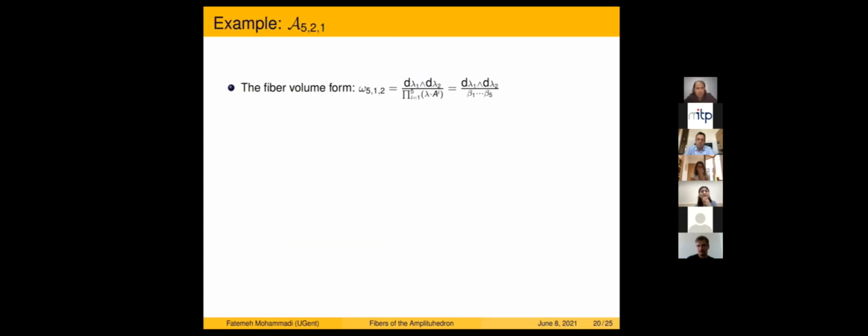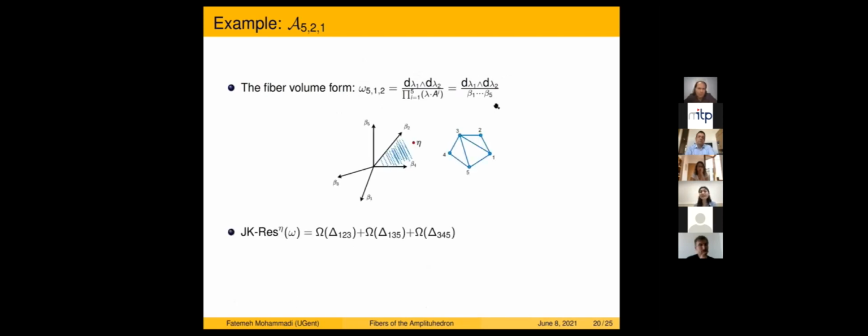Okay, so here is an example. Let's take the polytope pentagon. So these fiber volume forms after parametrization would have such a structure. So this is a 2-form, right? And then again, if I take the rays corresponding to these denominators, I would have such a picture. And then the Jeffrey-Kirwan residue is the sum of the residues of 3 triangles. Somehow every such cone corresponds to 1 triangle in this picture.